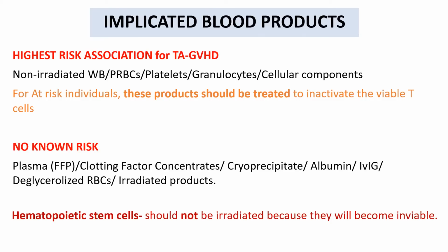Now, certain blood products are associated with a higher risk of TA-GVHD. For example, non-irradiated whole blood, PRBCs, platelets, granulocytes, and any cellular components. So, for at-risk individuals, these products should be treated to inactivate the viable T cells. There is no known risk of TA-GVHD with plasma which is frozen, the fresh frozen plasma, clotting factor concentrates, cryoprecipitate, albumin, IVIG, deglycerolized RBC, and any irradiated products. We should know that hematopoietic stem cells should not be irradiated because they will become inviable.